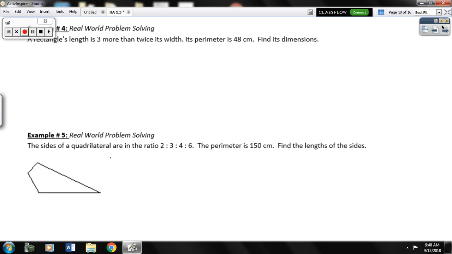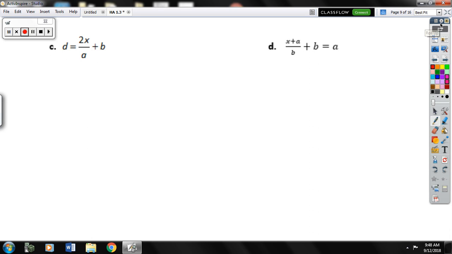All right, example C, what would I do first here? Maybe someone I haven't heard from. Again, we're still solving for x. Bailey? Subtract b. Good, subtract b. Oops, I'm still in highlighter mode. So we have d minus b equals 2x divided by a. Sorry, that might not be the best color for me.